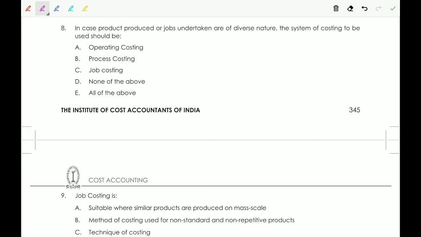Next, eighth one, in case products produced or jobs undertaken are of diverse nature, the system of costing to be used should be. So here, diverse nature. Option A operating costing, B process costing, C job costing, D none of the above, E all of the above. So the answer is job costing.